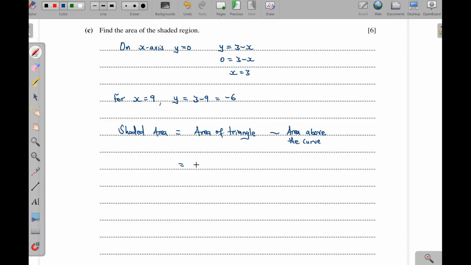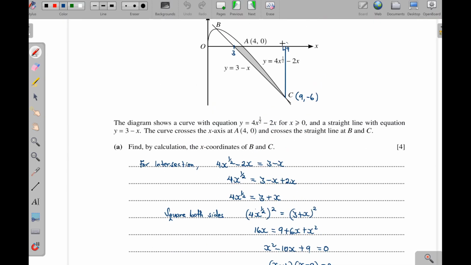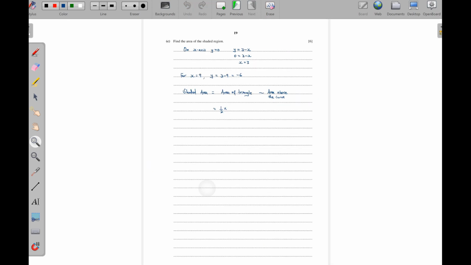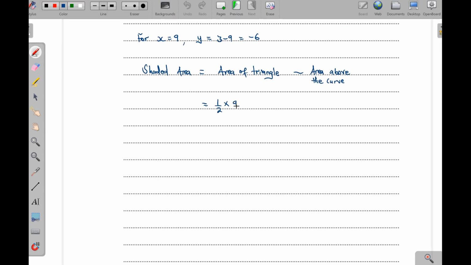Now, area of the triangle is a half base height. So the base, we are seeing here that it is this 9 here minus the 3, and then the height is this 6 here, okay? So I will say this one is going to be a half times 9 minus 3, then times 6. I'm using 6, not negative 6, because length cannot be a negative, right?